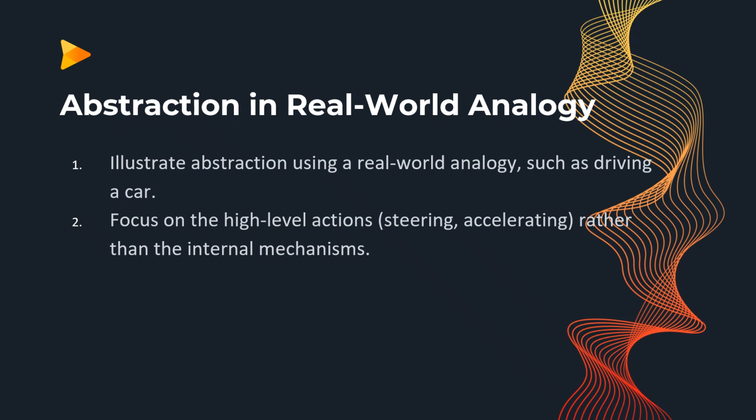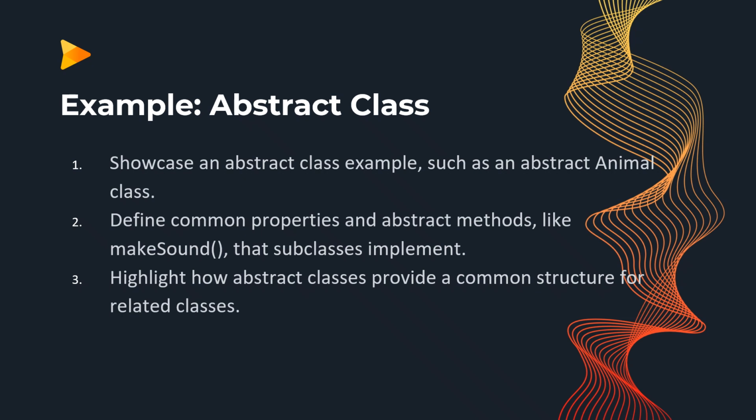Now, abstraction in a real world analogy. We are going to see a real world analogy to illustrate and understand the topic of abstraction. We have already seen that if you are driving a car, you will focus on how to drive the car, not on the mechanism of the car that makes it drive. That is not our business. We focus on high level actions like steering and accelerating rather than the internal mechanism. So this is the real world example of abstraction.